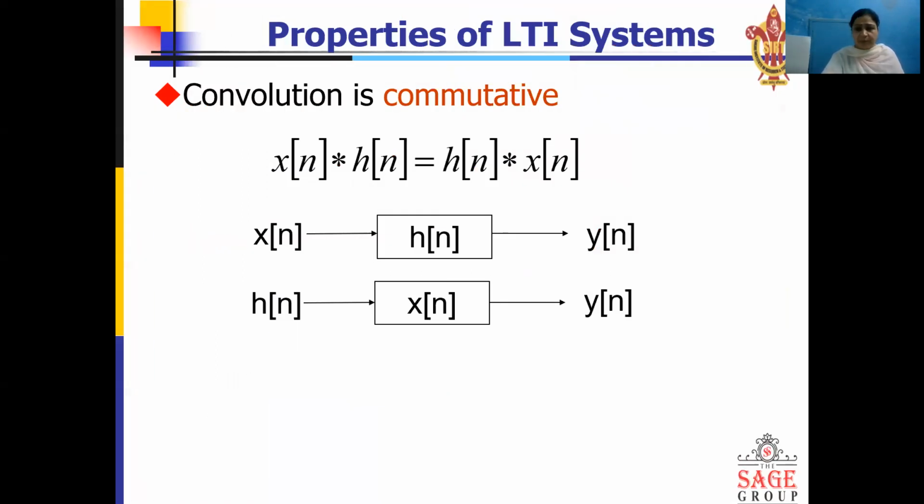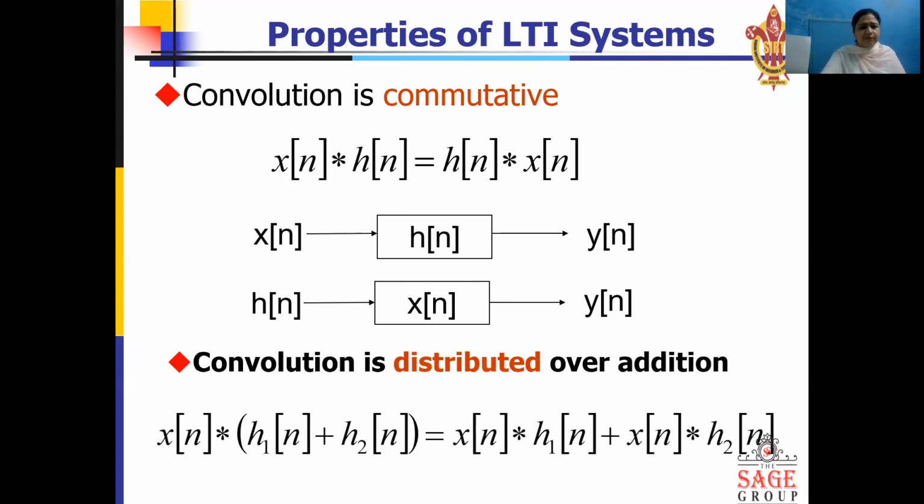Now we will see the properties of LTI systems which are related to the convolution. First, the convolution is commutative. That means x n convolved with h n is always equal to h n convolved with x n. That means if I have a system with unit impulse response h n and the input given is x n, the output will be y n. Similarly, if I have a system in which the unit impulse response is x n and the input given is h n, then also I will get the same output. So the outputs in both cases will be the same.